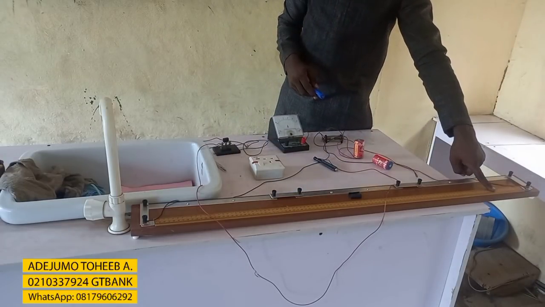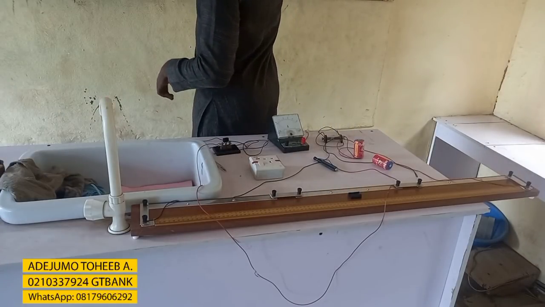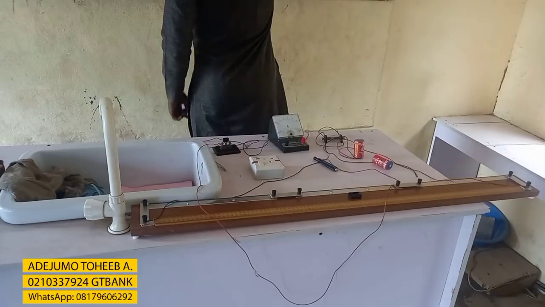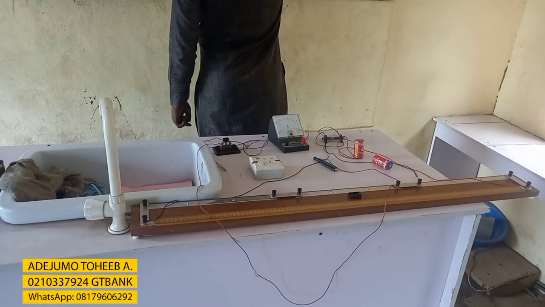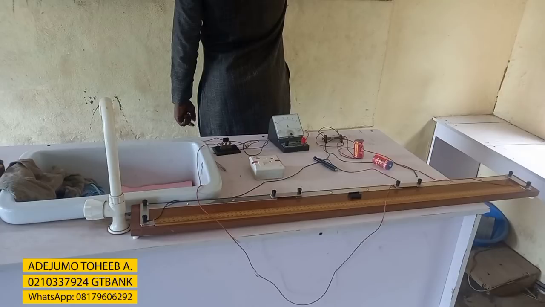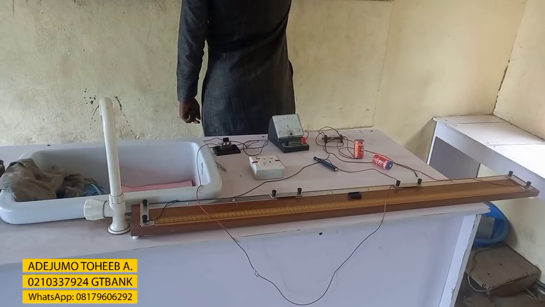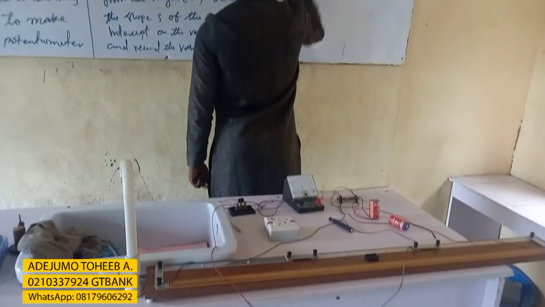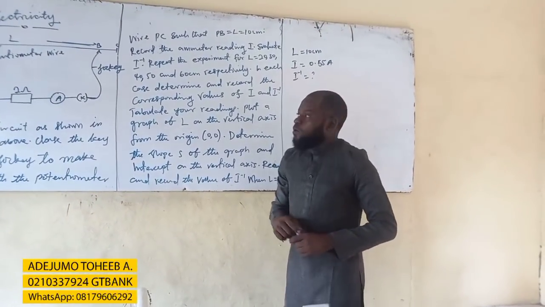So what are we supposed to do? Read the ammeter reading I, evaluate I inverse. So when L is 10 centimeter, then the ammeter reading, which is the current I, is 0.55 ampere. Are you seeing this now? So I inverse, we can do that with the calculator later. Are you getting this now? So what's the next thing?